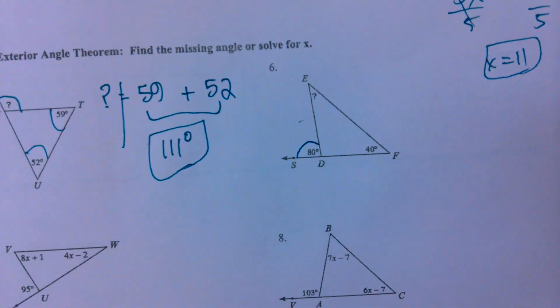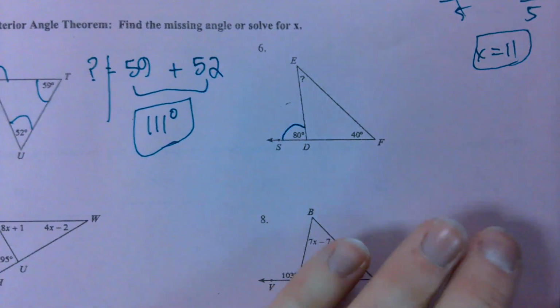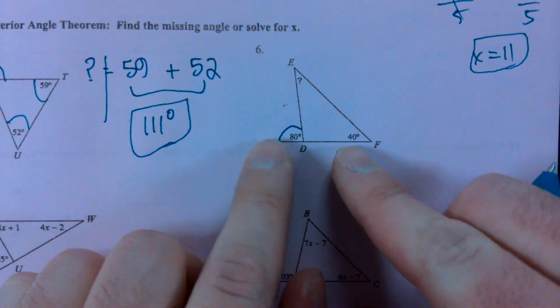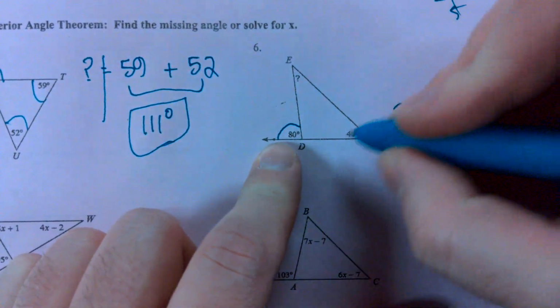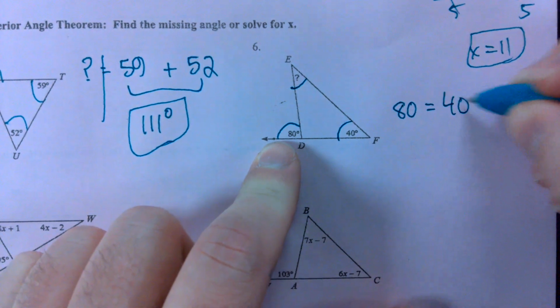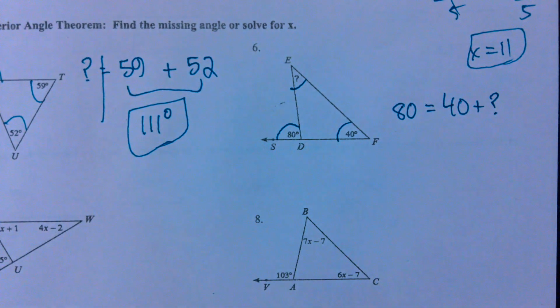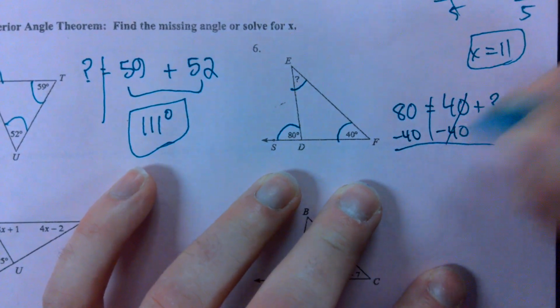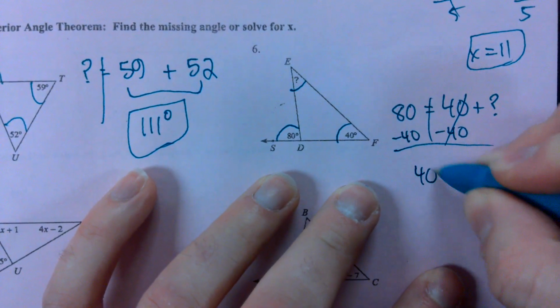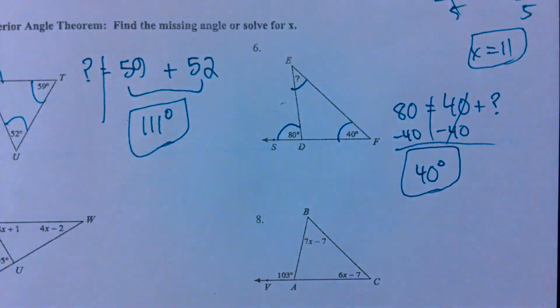But number 6, we've got a little bit different of a setup. My outside angle is a number that we actually know. So when we set this up, we're not going to add 80 and 40 together. We're going to set it up like 80 is equal to 40 plus question mark. Yeah, sure. 40. And that's right. We're going to subtract 40 from both sides. And we end up with 40 degrees for our answer.